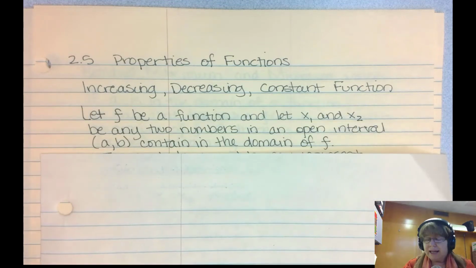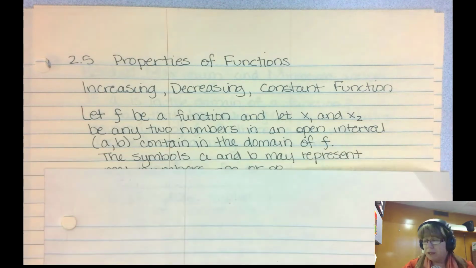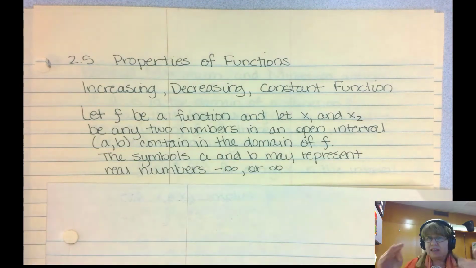Now, let's let f be our function, and x1 and x2 are in the interval ab. And ab is within the domain of f, so any values between a and b are totally allowable in our function as inputs, and x1 and x2 are any two numbers within that group. Now, these a and b could be any values, from negative infinity to positive infinity, but they're just values.